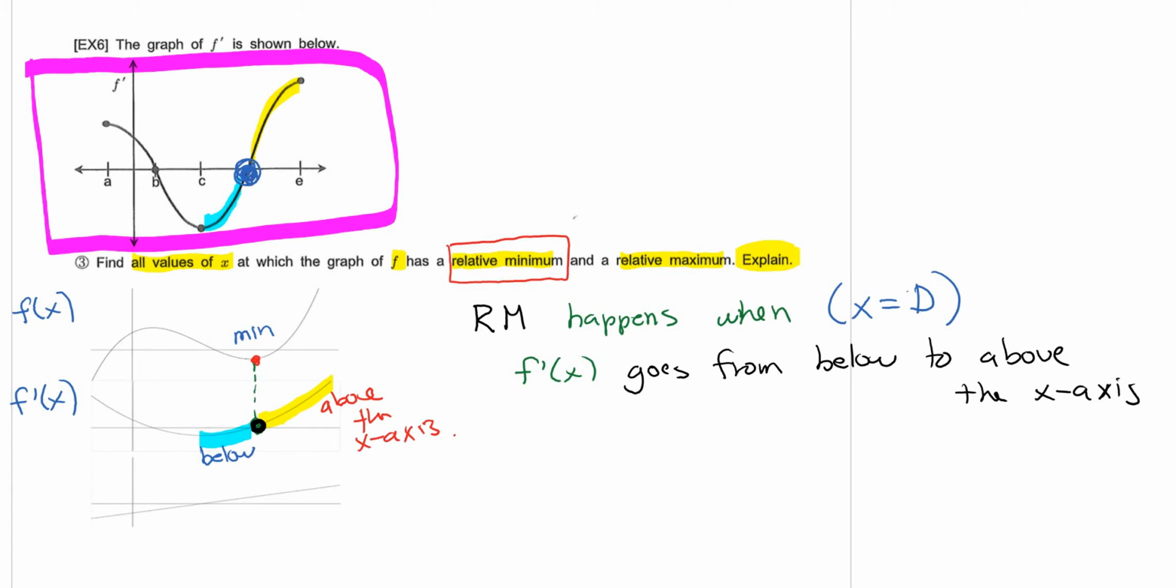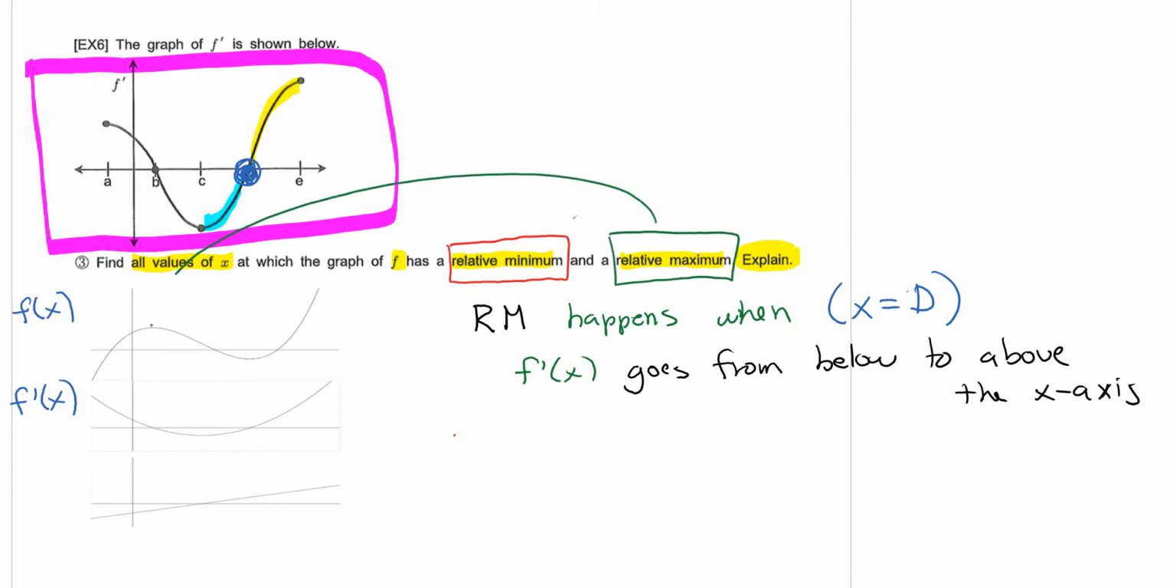Okay, let me just erase this now, and now we need to find the relative maximum. And the relative maximum, if I look at my cheat sheet right here, here's my relative maximum right here. And if I go straight down, there's an x-intercept, and I go from above the x-axis to below the x-axis. Okay, so I'll say a relative max here.